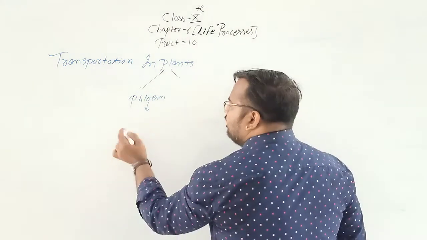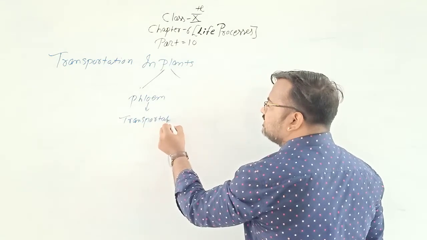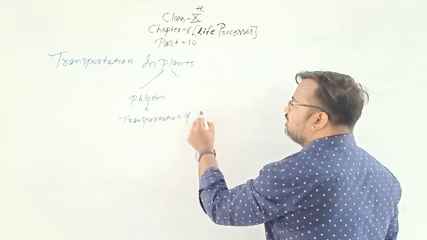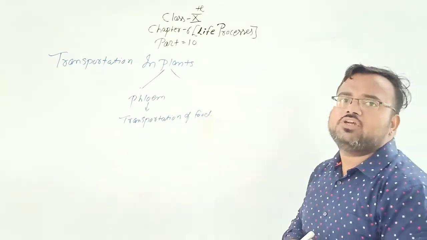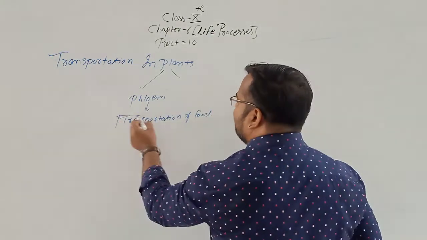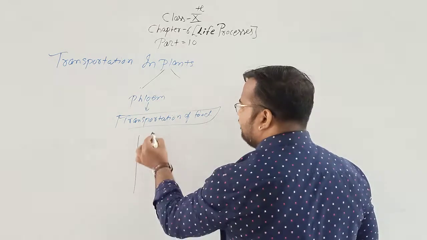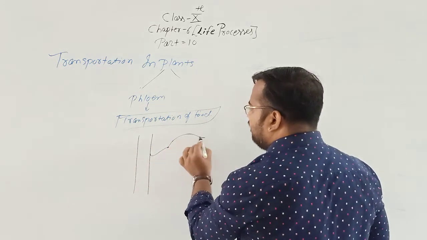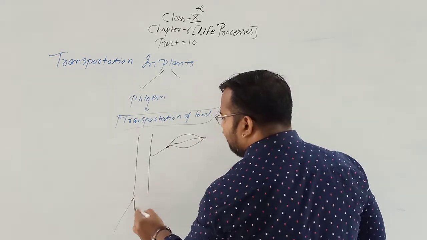Now in case of phloem, the transportation of food. Phloem performs the function of transportation of food. Okay, now how is the food transported to all parts of the plant? Suppose this is the plant, leaves, and roots.